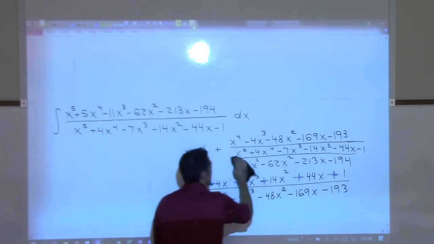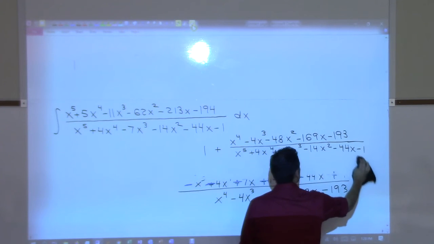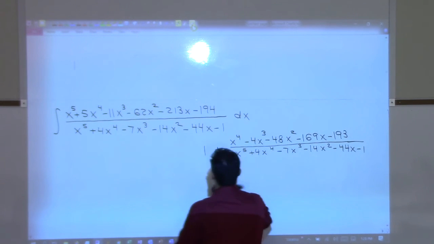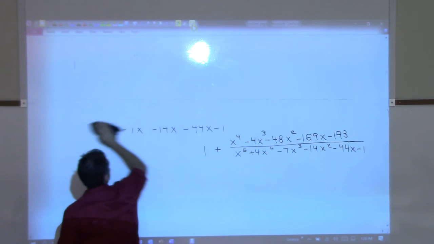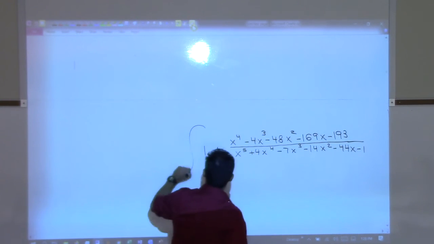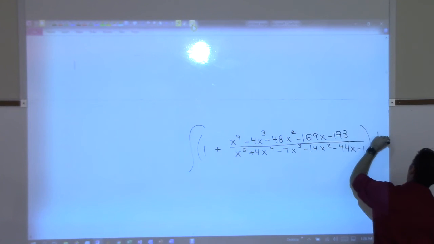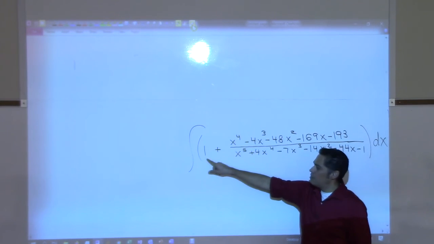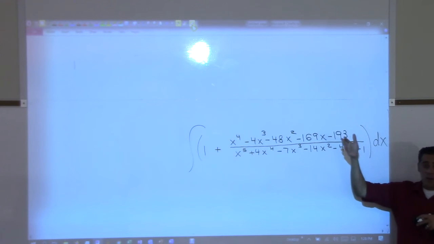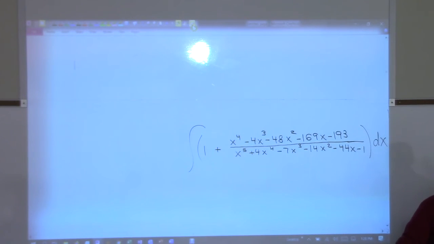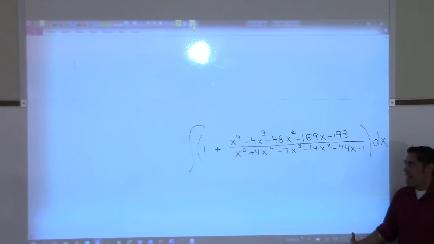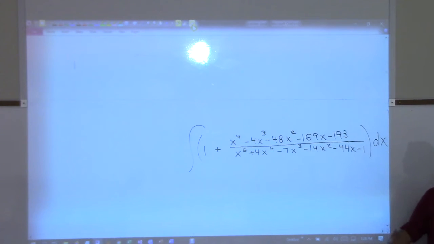All right, so what we need to do now is work on this thing. I'm going to erase this. We're trying to do the integral of this, right? Now the power on top is smaller than the bottom, so what's the next step? The first step of partial fractions is the long division, which we've done. So the next thing would be, what do we do in the last problem?